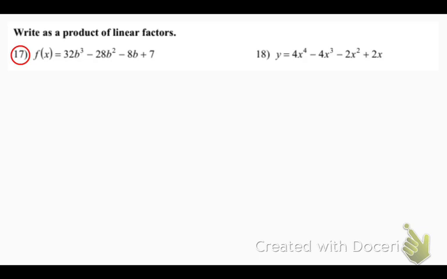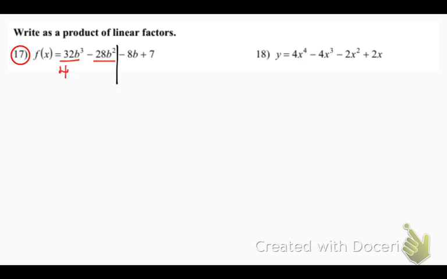Okay. If I look at 17, 2 goes into these first three numbers, but it doesn't go into 7. And 7 doesn't go into 8b or into 32b cubed. So this one actually doesn't have a GCF. So we're going to start our first step by just splitting it down the middle and then taking out the GCF. So on the left-hand side, okay, this GCF, I can have a number, I can have a variable, or I can have a combination of both. In this case, I do have both. So what number goes into both 32 and into negative 28? Okay, that number is going to be 4.